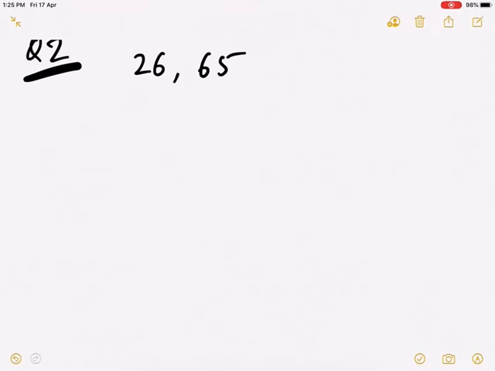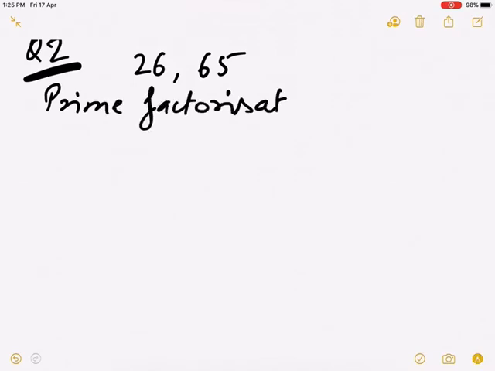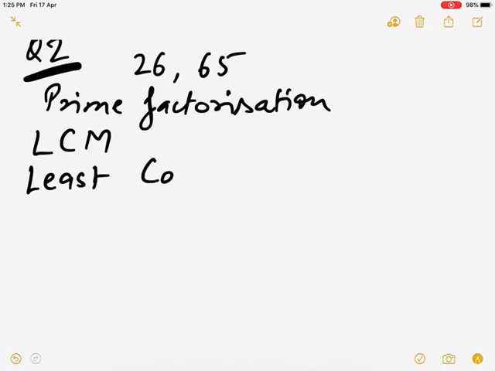So first method is using prime factorization. But before I go to prime factorization, let me just also explain what do we mean by LCM. Many students will know, but some students may not know. So LCM is the short form of least common multiple.